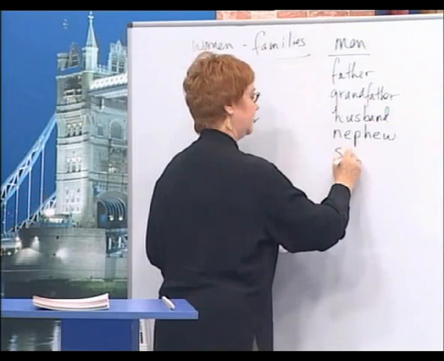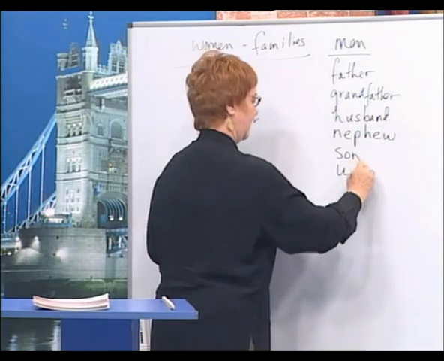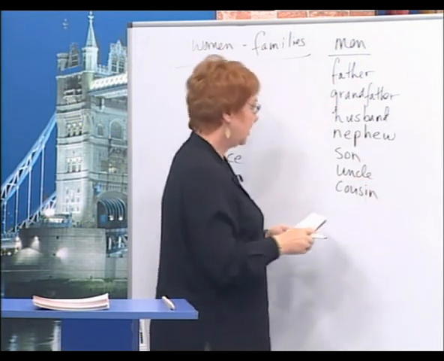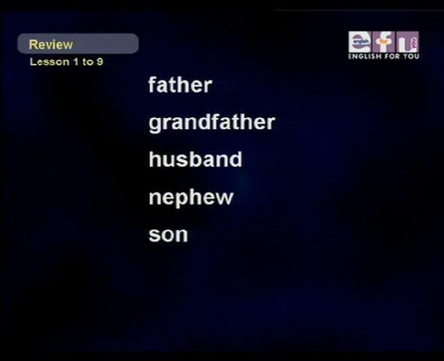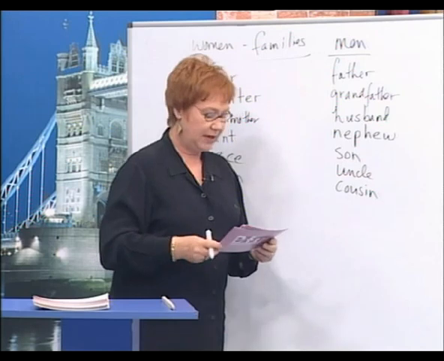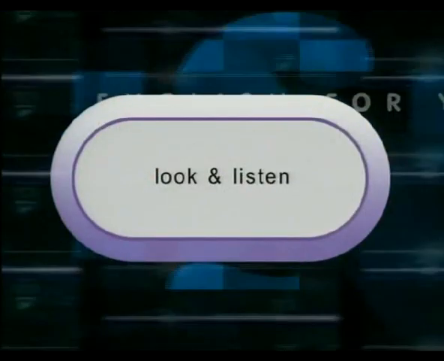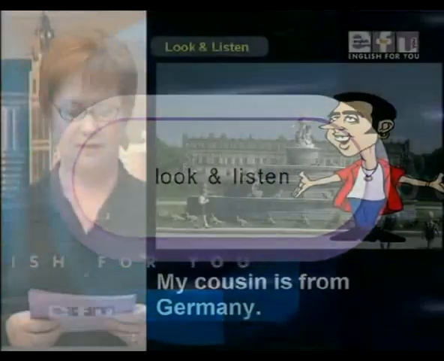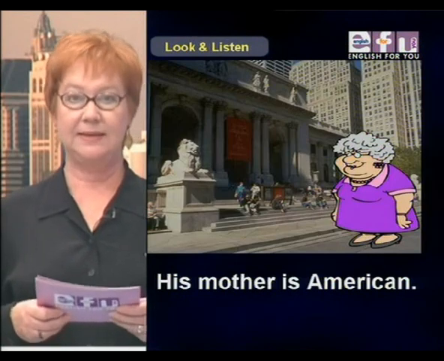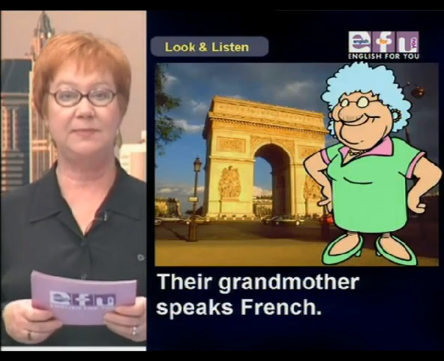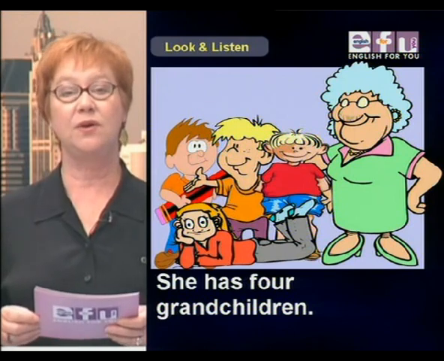Ali. Son. Yes. Isabel. Uncle. And any more, Ali? Cousin. Okay. We have cousin under women and cousin under men. So let's look at our list again. We've got father, grandfather, husband, nephew, son, uncle, and cousin. Now let's look and listen. My cousin is from Germany. His mother is American. He has three sisters. Their grandmother speaks French. She has four grandchildren. Read and repeat.